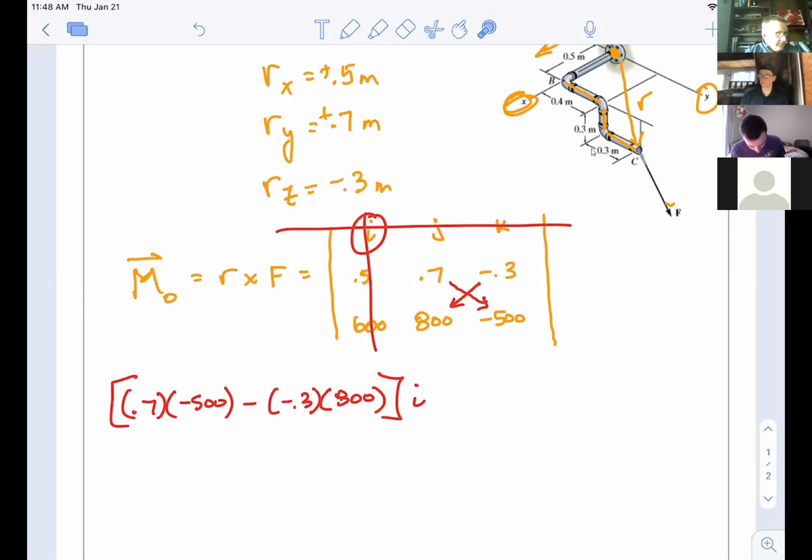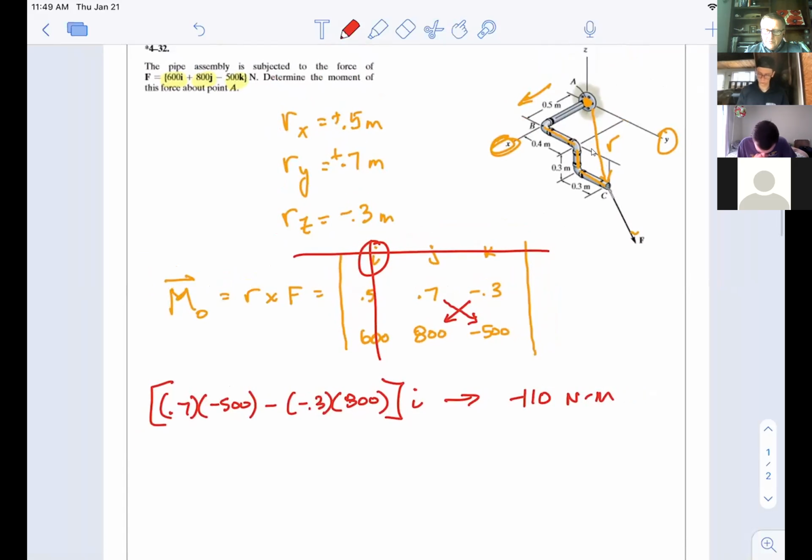So let's see, 0.7 times, and you got to be really careful with negative signs here because you can totally screw this up. 0.7 times negative 500. Notice it's minus a minus. So I'm going to say plus 0.3 times 800. I got negative 110. And that would actually be Newton meters of desire to rotate around the X axis. So this is just the mnemonic device taken to 3 dimensions.